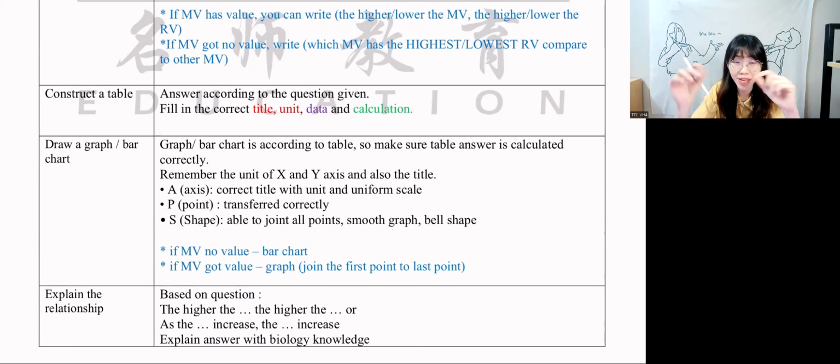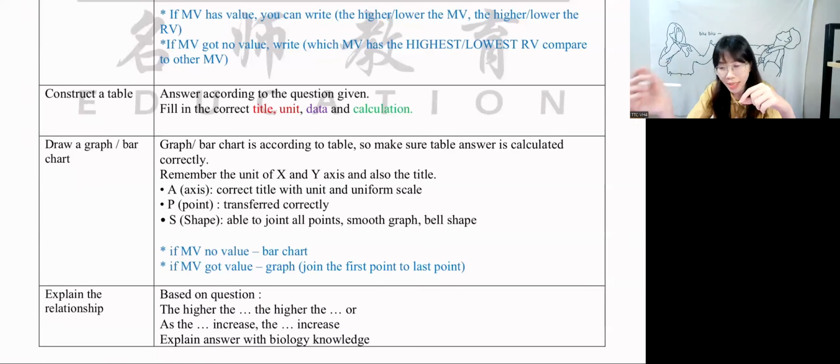In biology, we join the first to the last. Most of the time, we join first to the last. But this is a bar chart, so we have to draw a bar chart. Drawing a bar chart is very easy, guys. Calculate how many decimal points. Later we do a calculation question, and I will tell you how we get the decimal point.